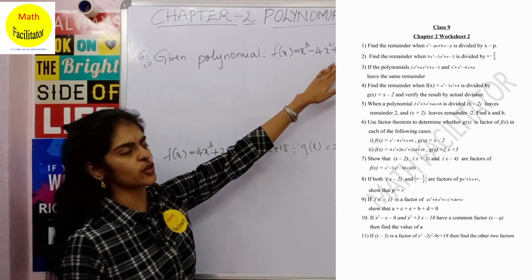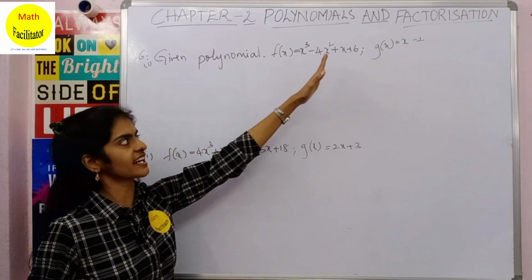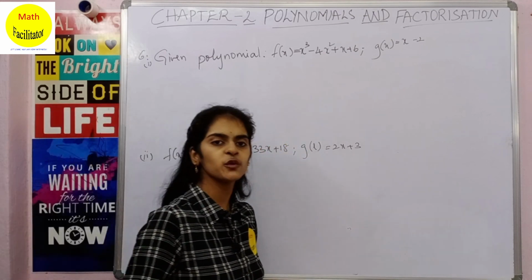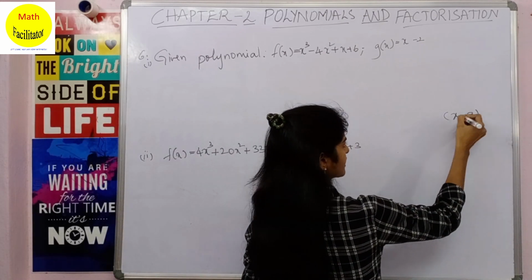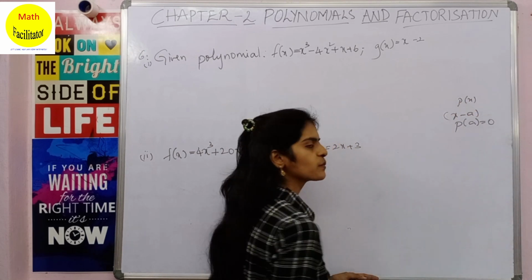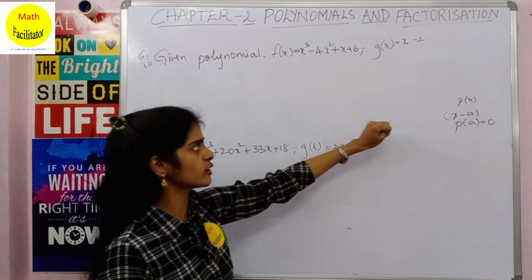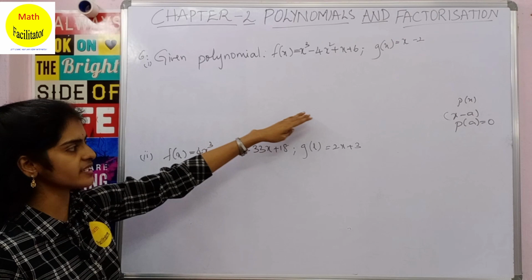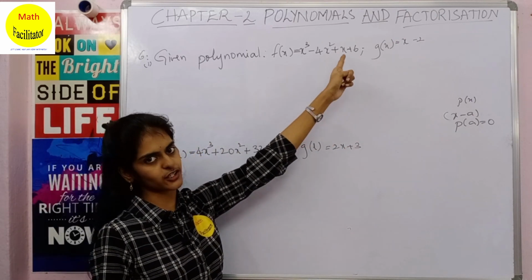So this is a polynomial given and this is the divisor. You have to find if this is a factor of this polynomial or not. So how do you do that? Using the factor theorem: if x minus a is a factor of p of x, then p of a should be 0. Yes, factor theorem. So here also you will find the remainder and it should be 0. If it is 0, then the given divisor is a factor of this polynomial.